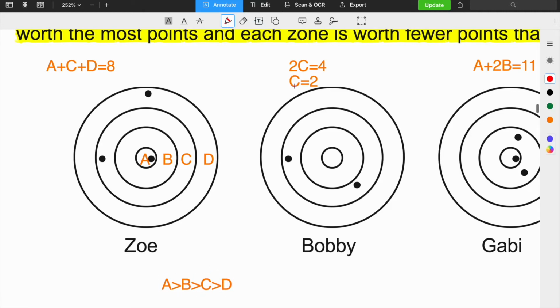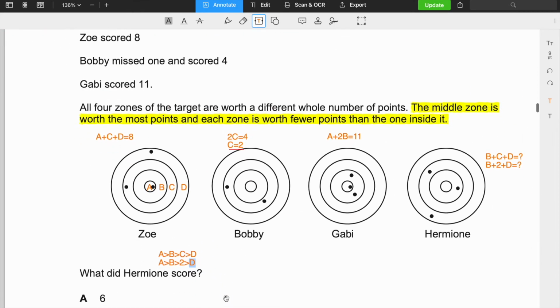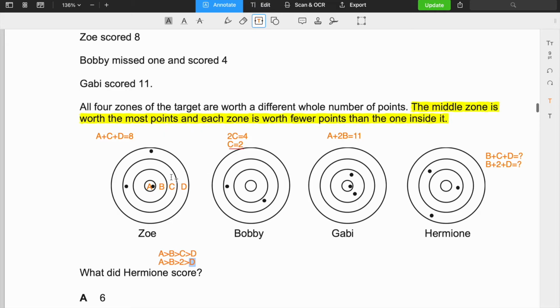Now, if you were smart, you'd think, okay, so C equals 2. So if C equals 2, then what does D have to equal? Because as we know, D is less than 2, right? So zone D is less than zone C. So D must be 1, right? Has to be 1. Okay, so that's going to help us a lot because now we know that D equals 1, C equals 2. We can plug in these numbers into Zoe. So Zoe is A plus C plus D. So A plus 2 plus 1, which is equal to A plus 3, which is equal to what? Well, A equals 8 minus 3, which is 5. So now we know that A equals 5.